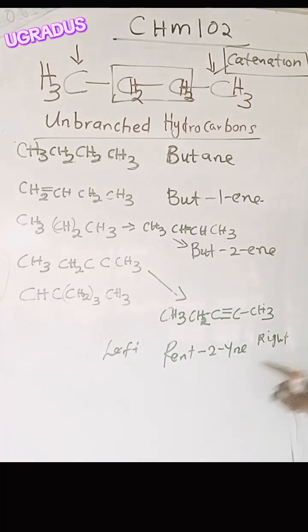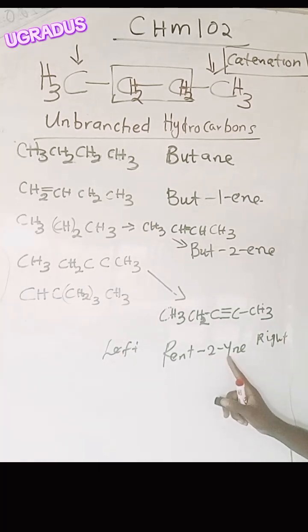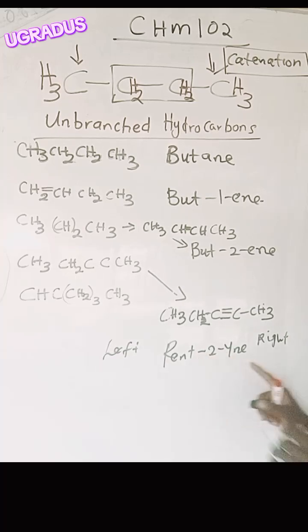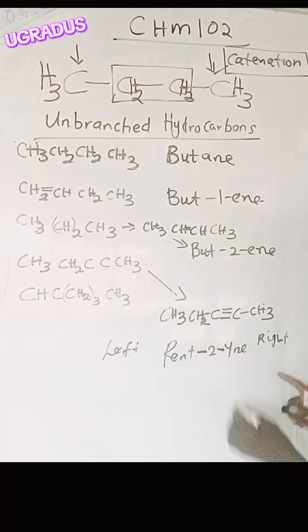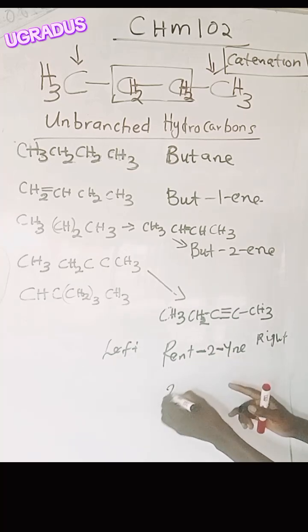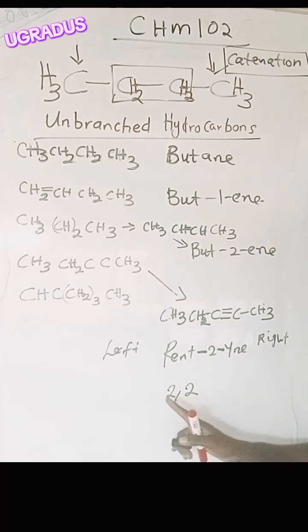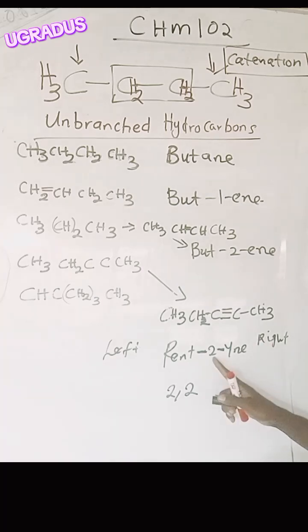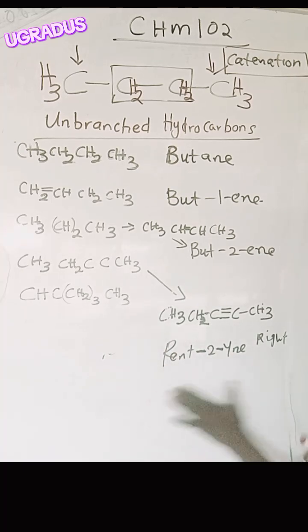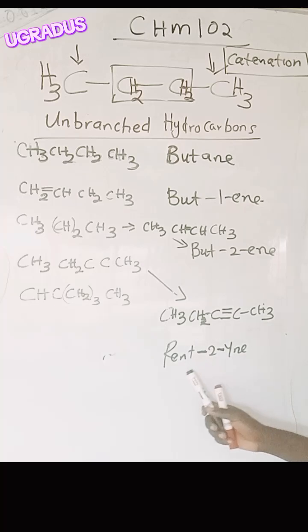Please take note. Whenever you are writing a name, between number and letter, make sure you separate them by a hyphen. This dash line, make sure you separate them. And if it is letter and letter, don't separate them with anything. And even if there are two numbers like 2, 2, make sure you separate number by a comma. Number to number, separate them by a comma. Letter and number, put a hyphen. Do not forget. So the name of this compound that you see here, number 4, is pent-2-yne.